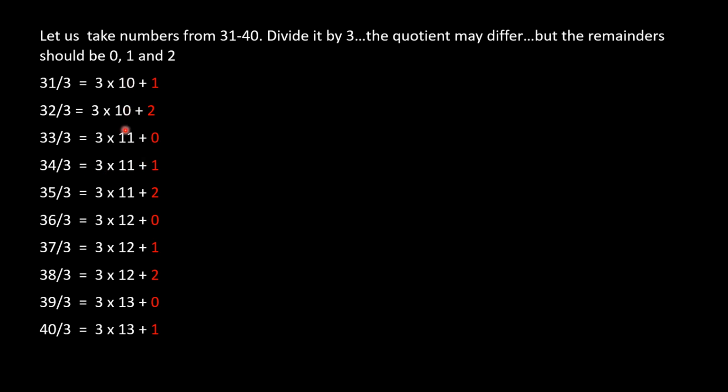Here the quotient is changing, 10, 11, 12, 13, like that, but the divisor 3 is the same. The remainder keeps changing between 0, 1, 2, 1, 2, 0, 1, 2, 0, like that only. So the property is that the remainder is greater than or equal to 0 but less than 3. This is the property you should understand, because we are going to solve some special problems using this property. Shall we go to the next one?